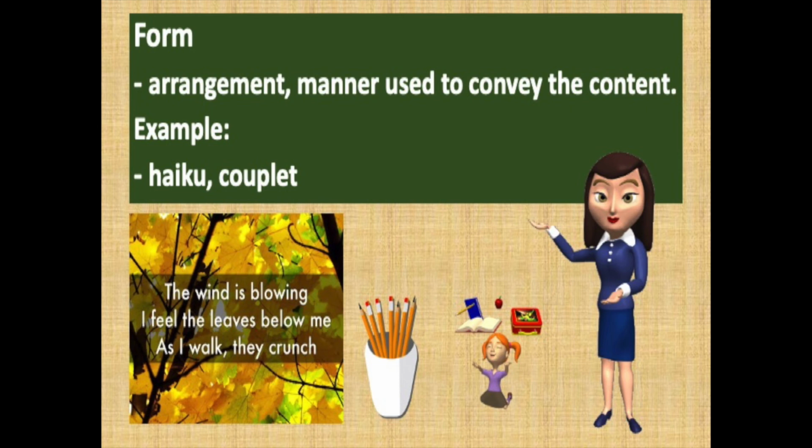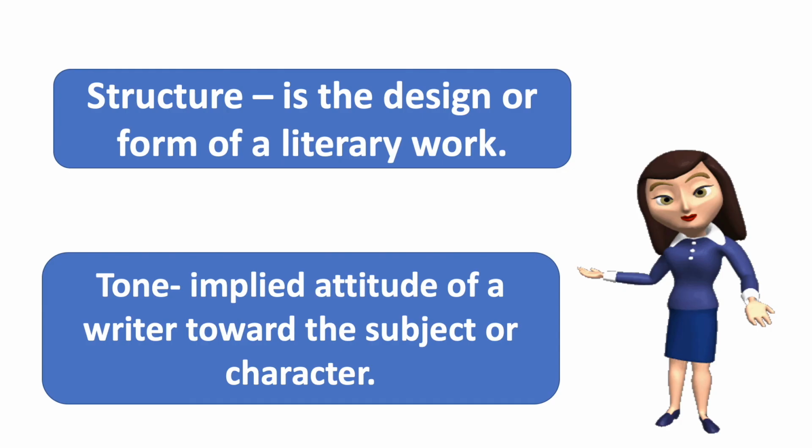So those are forms. Next is the structure. Structure is the design or the form of a literary work. Here, we are dealing with how the poem or any other literary piece is constructed or made. Does it have a lot of rhyming words? Is it constructed with lots of punctuation marks? Another one is, does the writer use uncommon words, and so on.